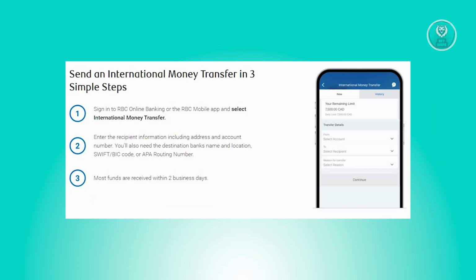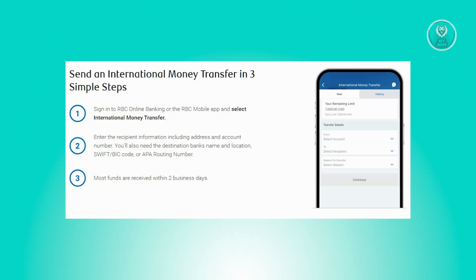So there's a 3-step process for you to basically make an international wire transfer in the platform. So first, you need to begin the process by signing in to either RBC Online Banking or the RBC Mobile app. Now once logged in, navigate to the option for international money transfer.